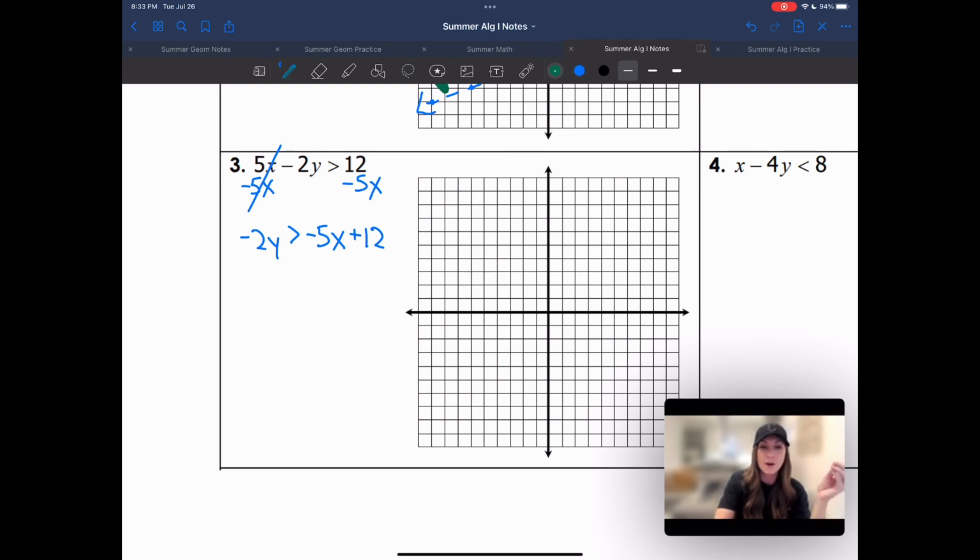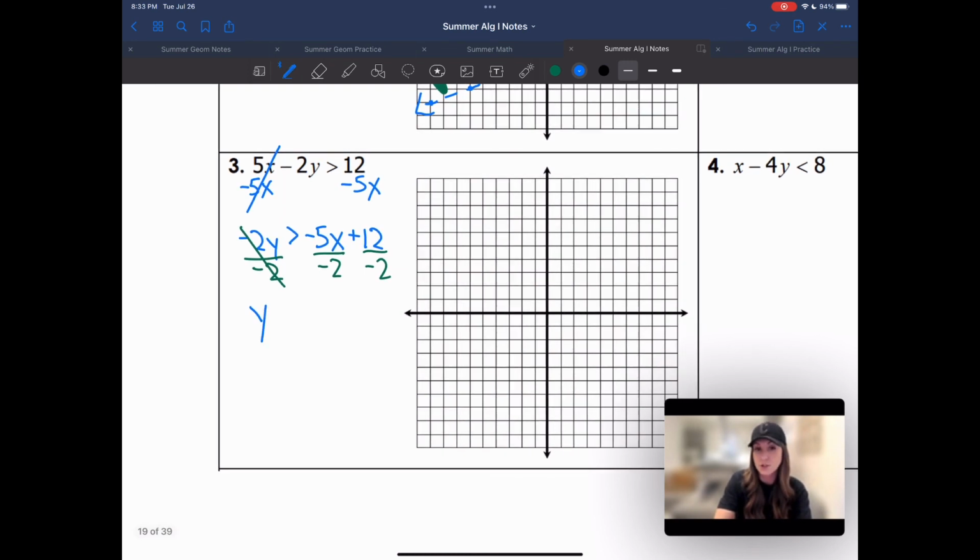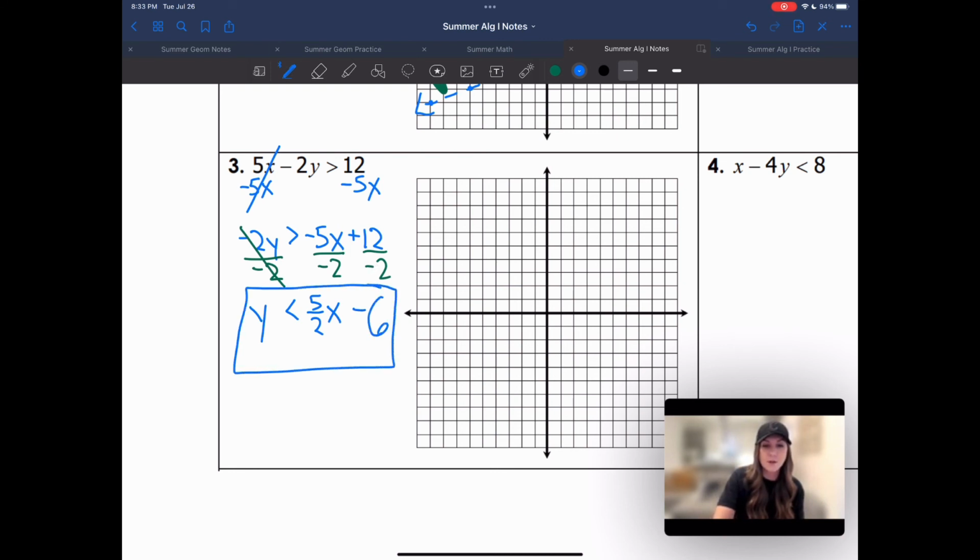And then we are dividing both sides by a negative 2. So you know what that means? We're going to flip our sign. Negative 2's cancel. We get y, switch your sign, is less than. See if you can simplify that side. Negative divided by negative is going to give me a positive 5 over 2. I can't simplify, so I'm going to leave that as 5 over 2x. And then 12 divided by negative 2, I get negative 6. So there's our line, slope-intercept form.